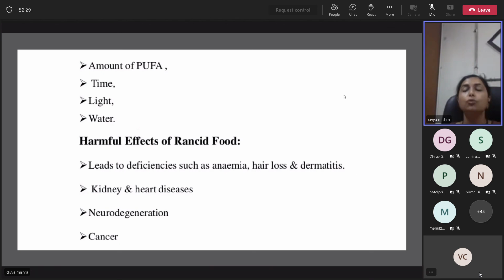Then how does it affect us? It can lead to deficiencies like anemia, hair loss and dermatitis. It can cause kidney and heart disease. It can cause neurodegeneration. It may also cause cancer. So please be careful about eating such packets during this monsoon season.